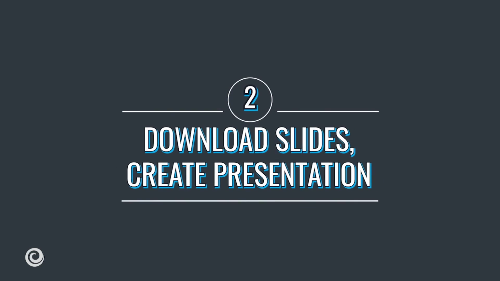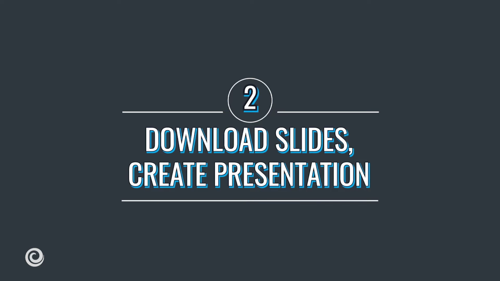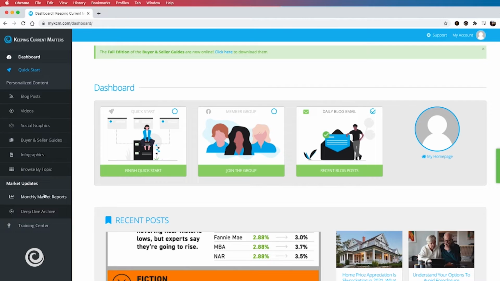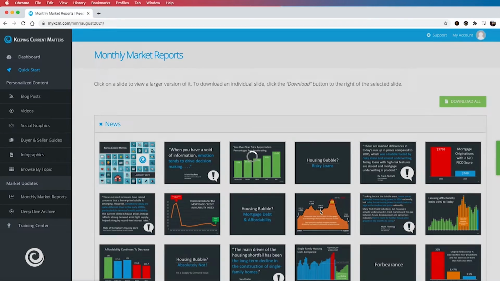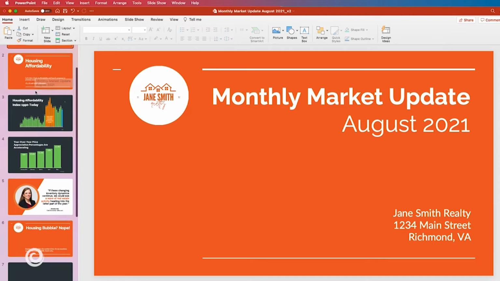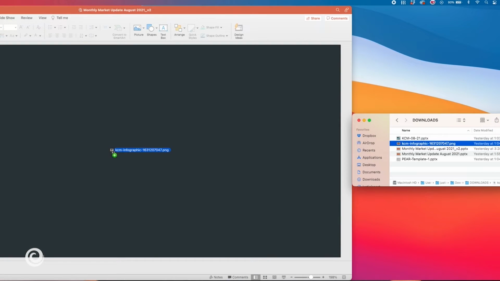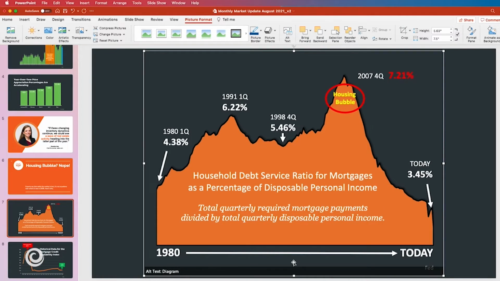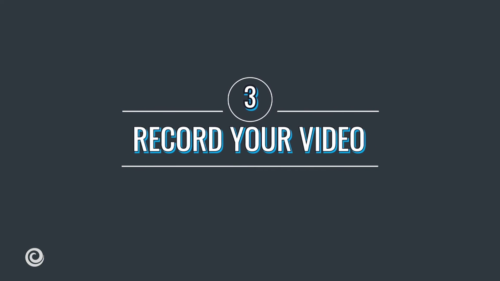Step 2, download the slides and create a presentation. The way you want to present your slides is ultimately up to you, but we like to put together a small presentation in PowerPoint or Google Slides. With this, you can add in your own branding, stylize your template, and personalize it however you'd like. Step 3, record your video.